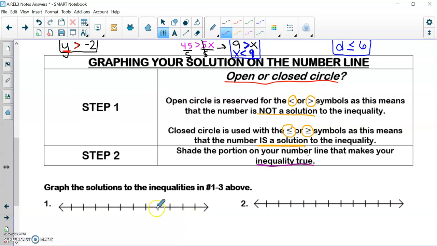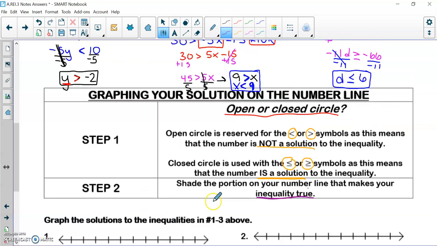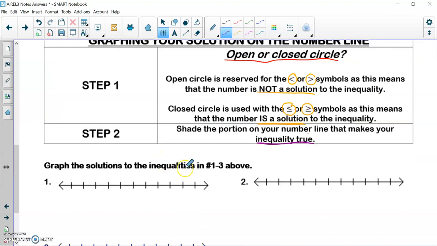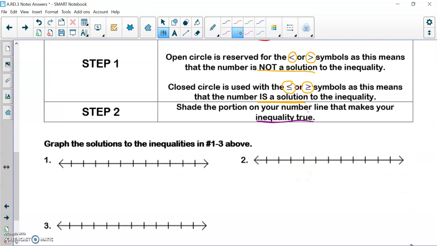So numbers 1, 2, and 3 say graph the solutions to the inequalities that you found in 1, 2, and 3. All right, so in number 1, my solution is y is greater than negative 2. So we need to fill out our number line. We can start with 0. Going to the right of the number line, the numbers should increase: 1, 2, 3, 4, 5. Going to the left, the numbers should decrease: negative 1, negative 2, negative 3, negative 4, negative 5. This is just a standard number line.